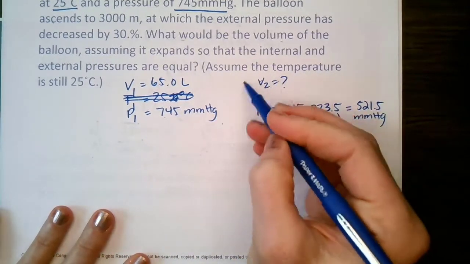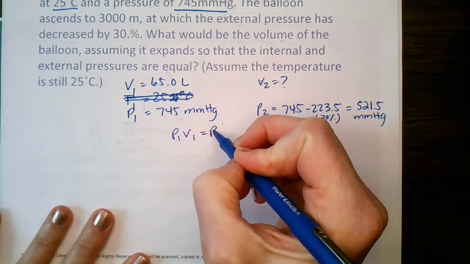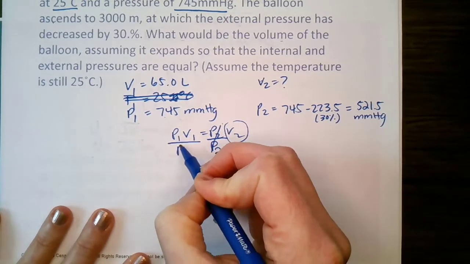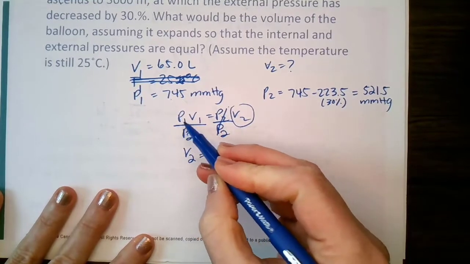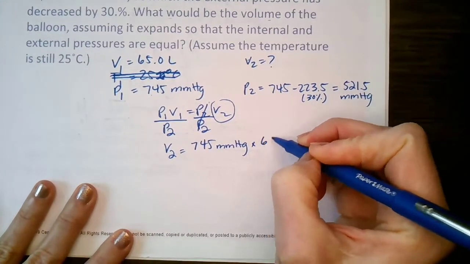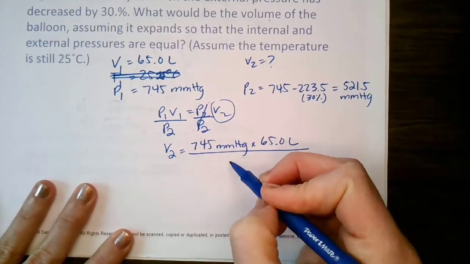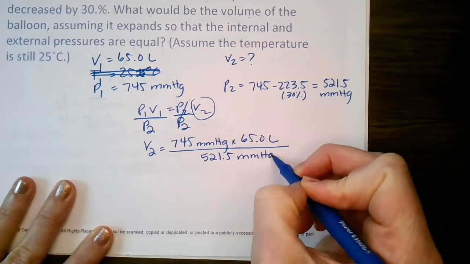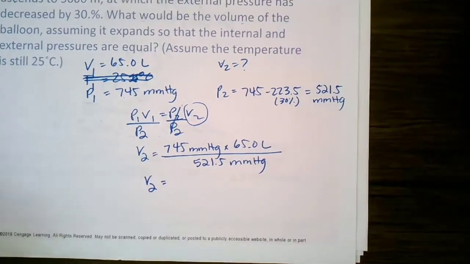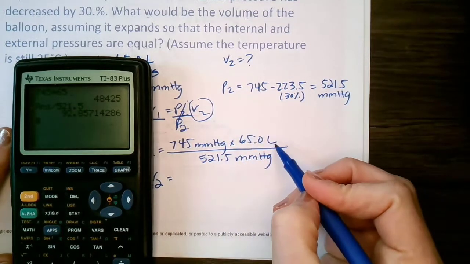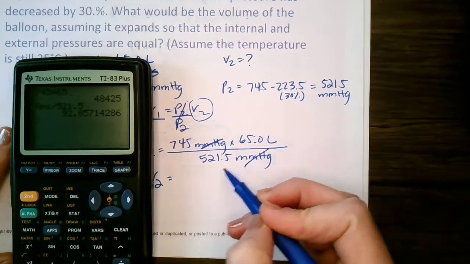So we just need to solve for volume 2. We know P1 V1 equals P2 V2. To solve for volume 2, we just need to divide both sides by P2. So let's do that. P1 V1, so 745 times 65.0 liters divided by P2, 521.5. Now we just need to do 745 times 65 divided by 521.5. And our volume should be in liters because millimeters of mercury cancels out.